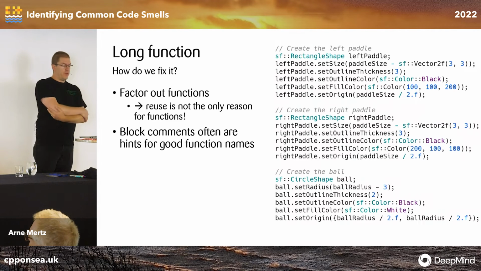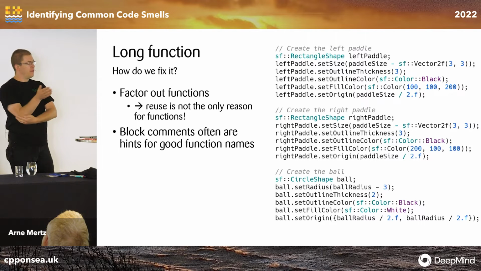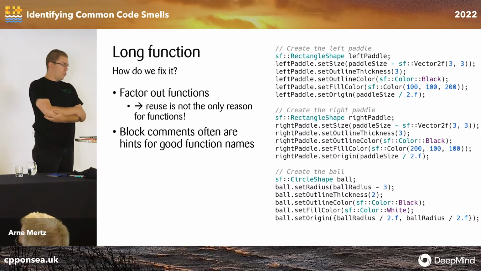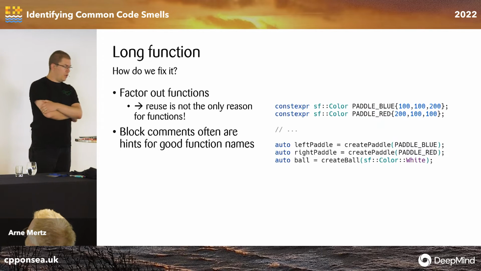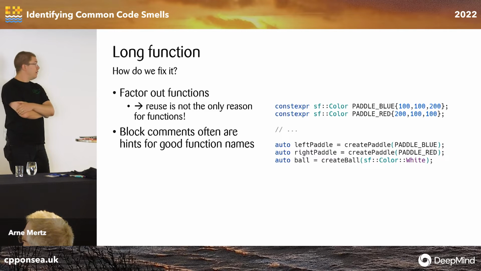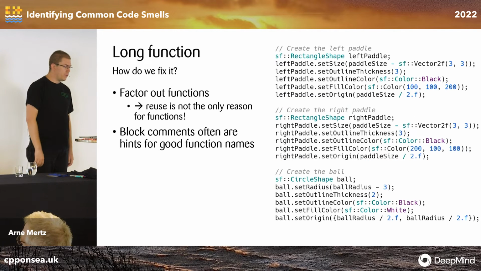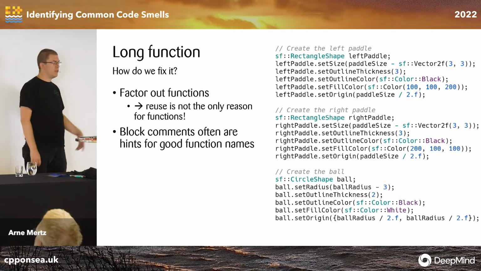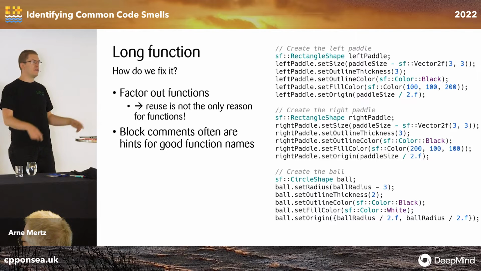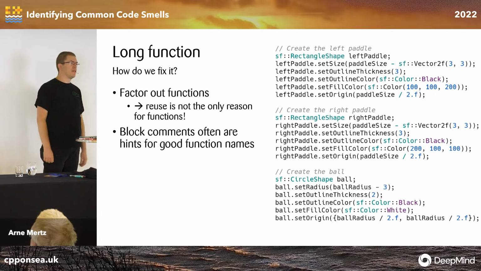Another example that we had before is the rectangle that makes up the left pedal, the right pedal, the ball. We can do basically the same here, factor out those functions. While I was at it, I also factored out those 2 colors that were used here because, well, if you look in this code, I have no good idea what the 100, 100, 200 and the 200, 100, 100 actually is about. This is another code smell, usually called magic number or something like that.